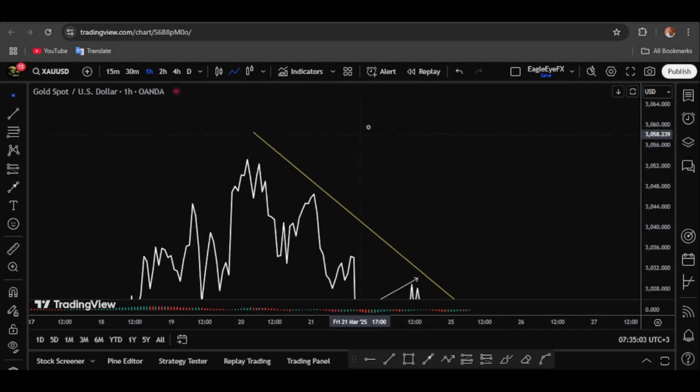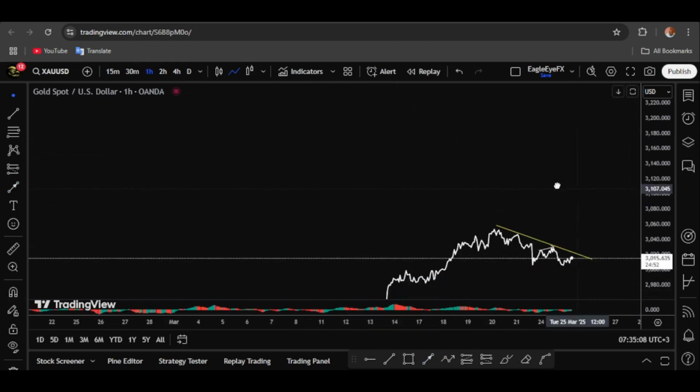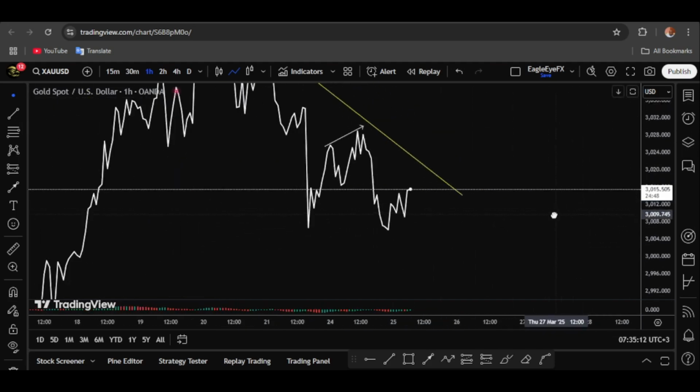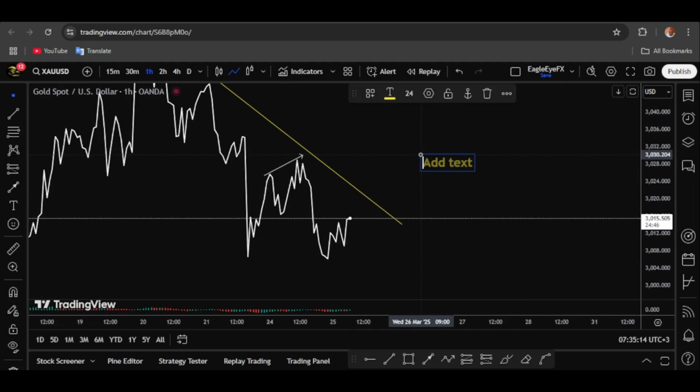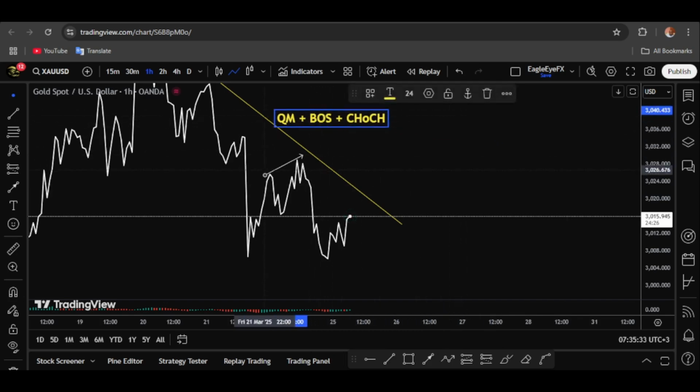Let me bring that here. Where is it? We want to see our break of structure. Oh, I think I deleted it. All right, but we want to see our break of structure. Let's write that quickly. So QM is equal to break of structure plus change of character.